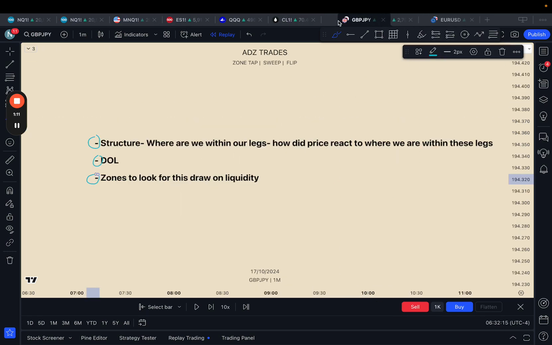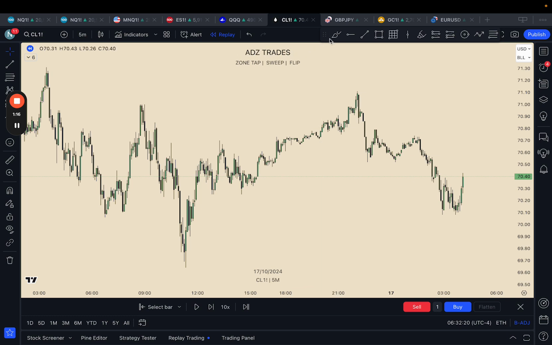Where are we? Structure, okay, and where are we within our leg? Again, you can start with any single time frame. For me, the higher time frame is the 5 and the 15. So if I'm using the 5 minute as my higher time frame, that's perfectly fine. I'm going to look at structure.